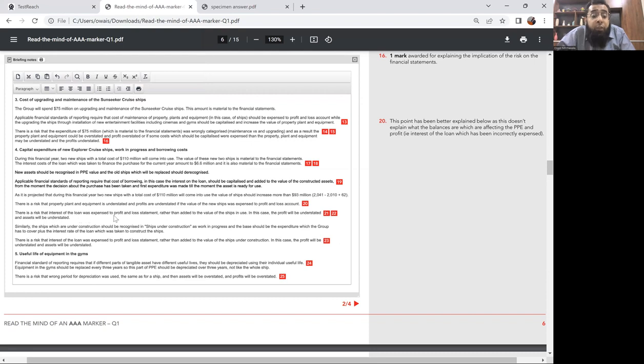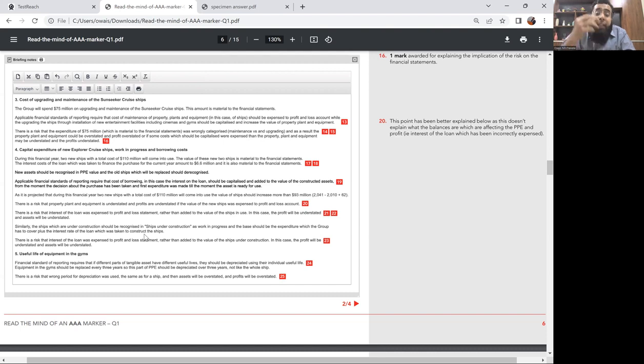There is a risk that interest on loan was expensed out to the P&L rather than added to the value of the ship. In this case, the profit will be understated and assets will be understated. Similarly, the ships which are under construction should be recognized in Ships Under Construction as work in progress, and the base should be expenditure which the group has to cover plus the interest on the loan which was taken to construct the ship.